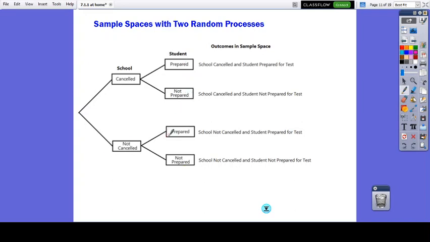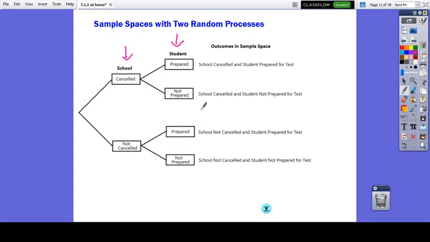If it wasn't canceled, you also had those two options as a possibility. So there's really 4 different outcomes in this sample space. And they are listed right here so that you can see those different outcomes. It does not matter which of these two ideas you started with. I could have done prepared and not prepared here, and then done canceled, not canceled, canceled, not canceled.